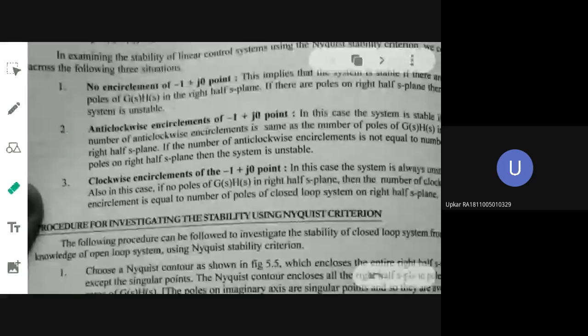Next, the last case: whenever you observe clockwise encirclement, then the system will always be unstable. Okay, that is called the Nyquist stability criterion. In simple words, I will tell you. The thing is now N is equal to P. So you know what N is. N represents the number of encirclements of the point -1 + j0, and P represents the poles located on the right half of the s plane.